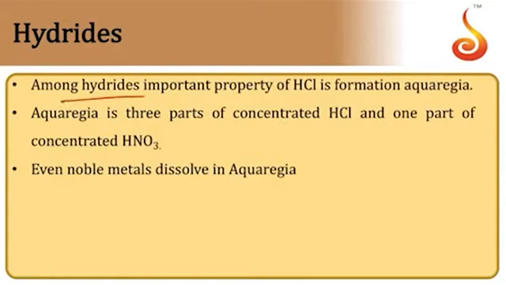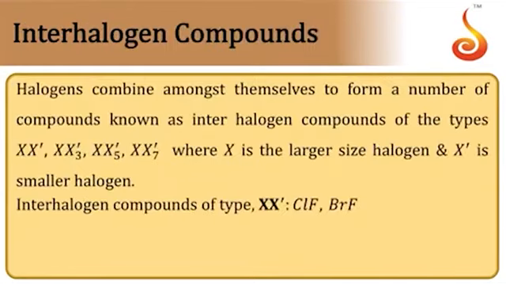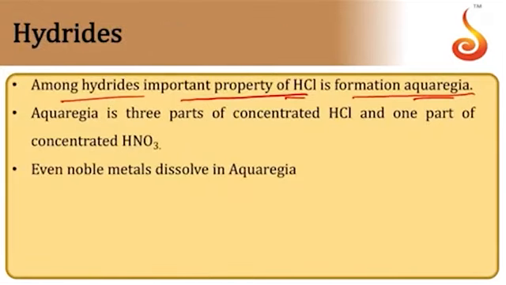Then among the hydrates, the important property of HCl is the formation of aqua regia. The importance of aqua regia is that noble metals also can dissolve in aqua regia. Aqua regia is 3 parts of concentrated HCl and 1 part of concentrated HNO3. So noble metals also dissolve in aqua regia.